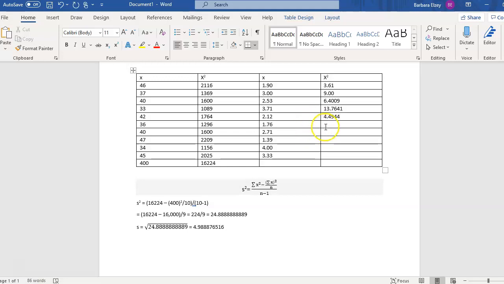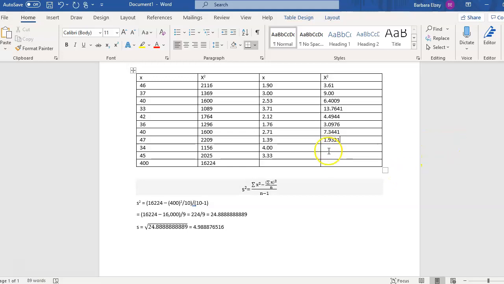Now 2.12 times 2.12, which is 4.4944. Now 1.76 times 1.76, and that gives us 3.0976. And now 2.71 times 2.71, and we get 7.3441. And now 1.39 squared, that gives 1.9321.